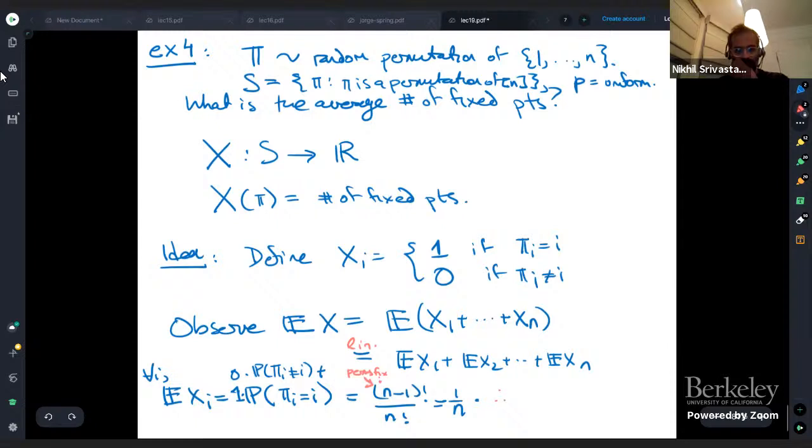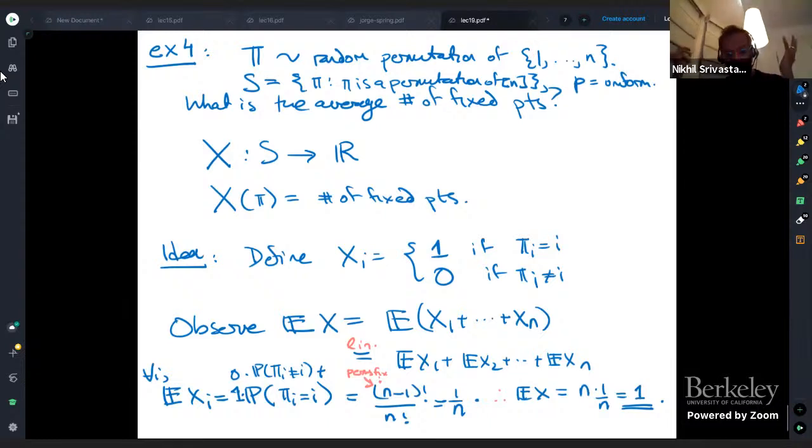So then what's the conclusion? The average number of fixed points is just, this is the same for every i, so it's just n times 1/n. So it's just 1. This is a beautiful fact. It doesn't depend on n. No matter how big the permutation is, no matter how big the class is, and you do this random allocation, on average, 1 person will get back their exam. And this is very easy, and this is not easy to do without linearity of expectation.